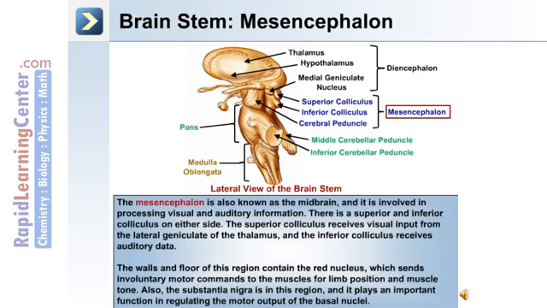The walls and floor of this region contain the red nucleus, which sends involuntary motor commands to the muscles for limb position and muscle tone. Also, the substantia nigra is in this region. It plays an important function in regulating the motor output of the basal nuclei, and it's involved in Parkinson's disease.